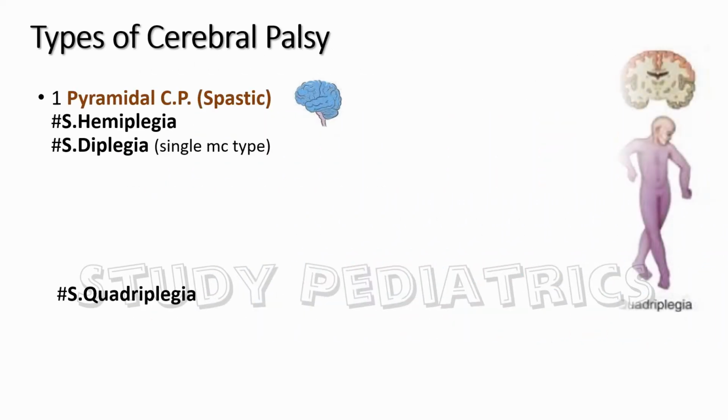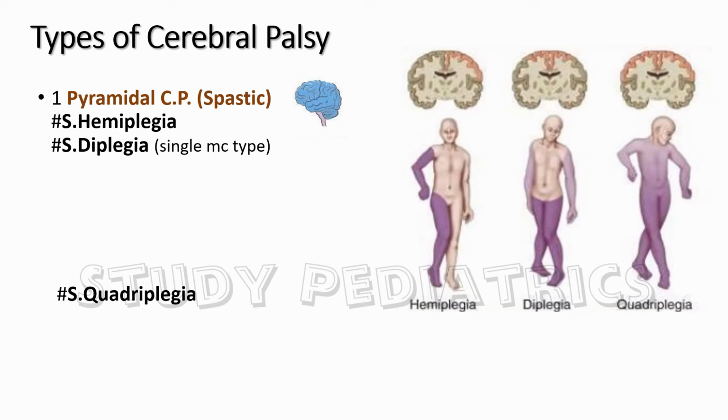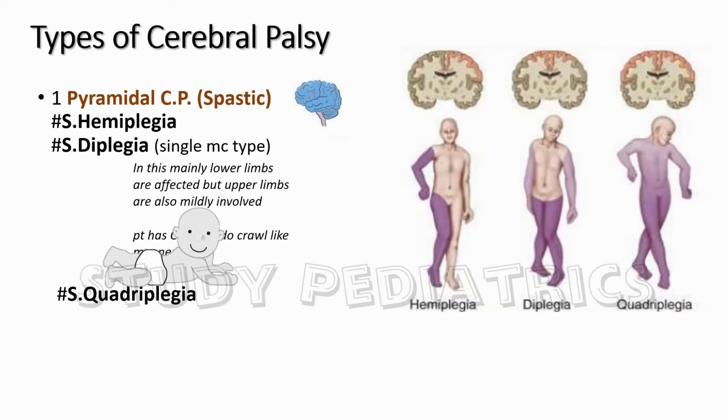Coming to the first type, that is the pyramidal type of CP, also known as spastic cerebral palsy. Spastic cerebral palsy includes spastic hemiplegia, spastic diplegia, and spastic quadriplegia. Spastic diplegia is the single most common type. In this, mainly lower limbs are affected, but upper limbs may also be involved. In spastic diplegia, the patient has a commando crawl-like manner.